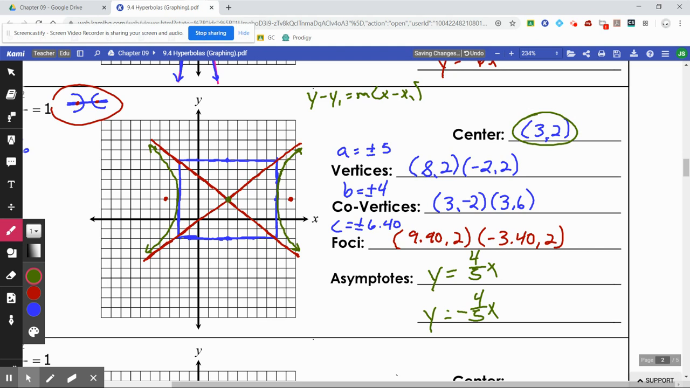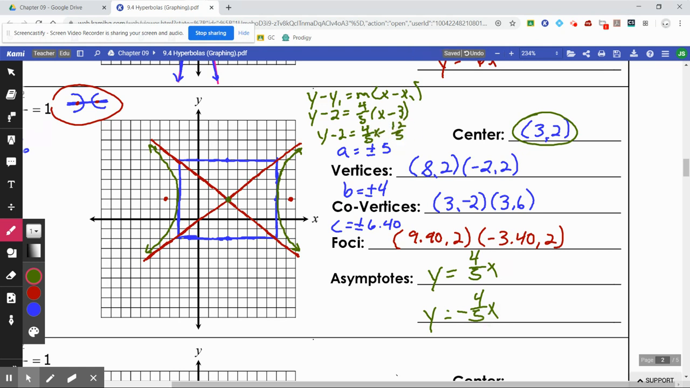So I know my first line, let's do it. My first line has a slope 4/5 and it passes through the point 3, 2. So here is the information. We clean that up by distributive property first. So 4/5 times x is 4/5 x, minus 4/5 times 3 would be 12/5.